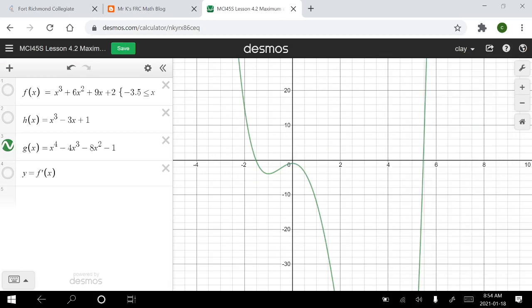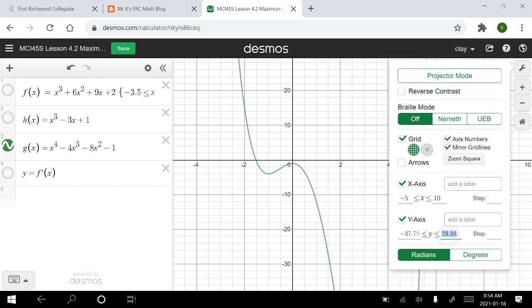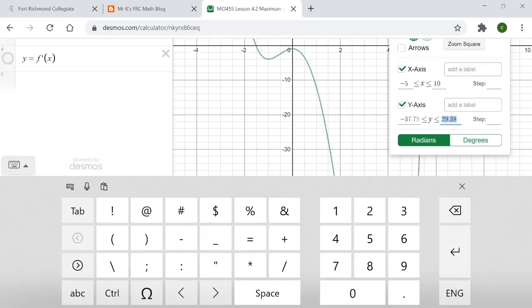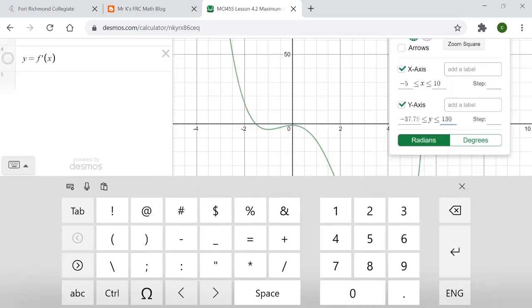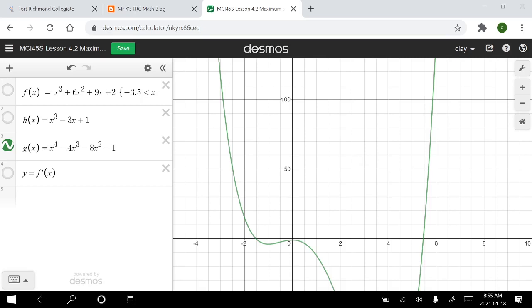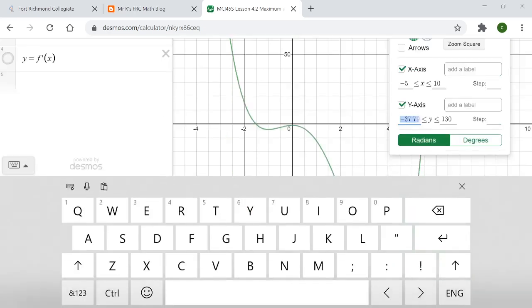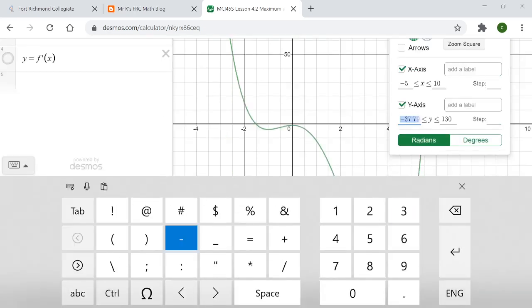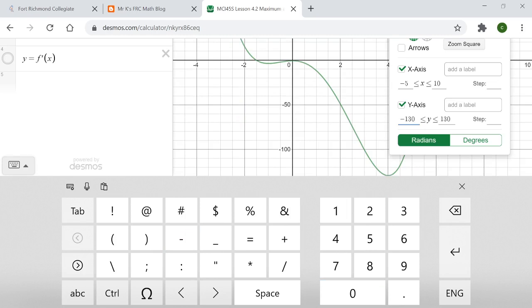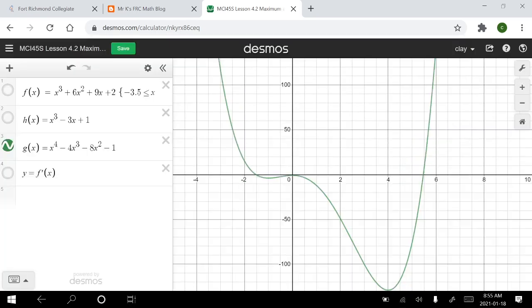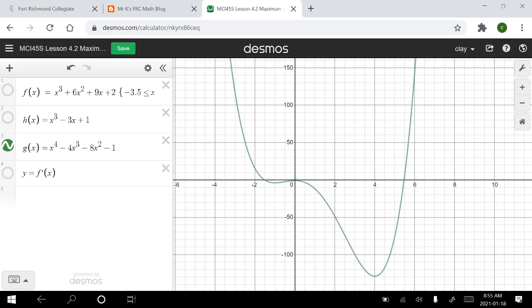Oh, did I not go far enough? Did I not type that in right? I must have missed it. Hang on. 130. There we go. Oh, for some reason it's messing me up. Oh, I put the wrong side. Sorry. -130. There we go. Something like that. That's pretty close to the sketch I had, isn't it?